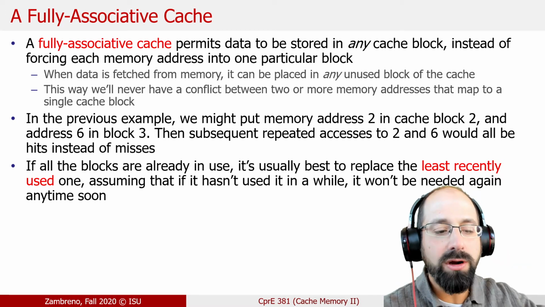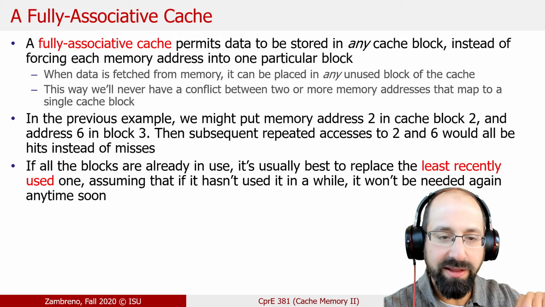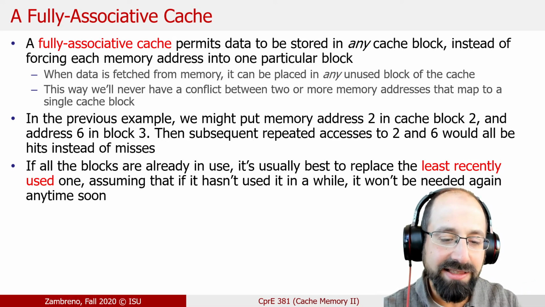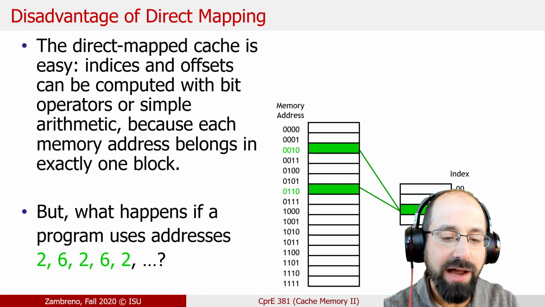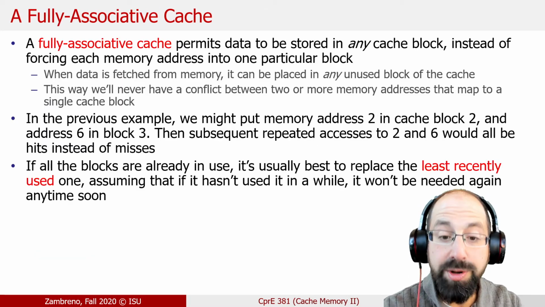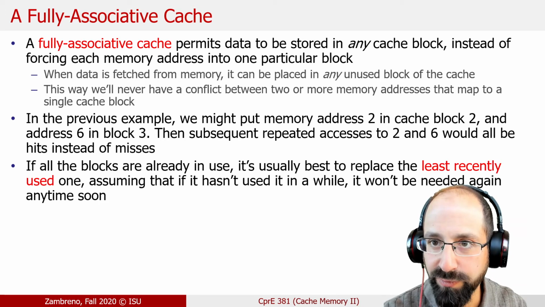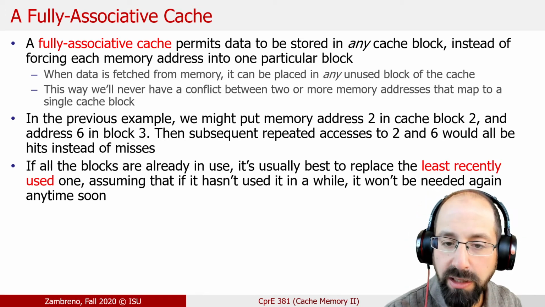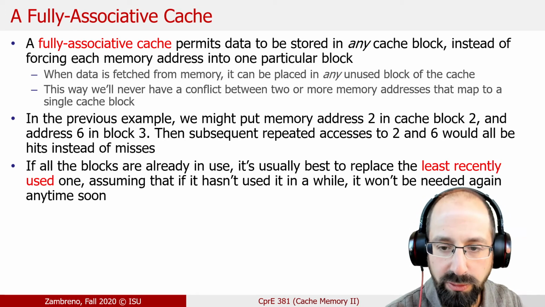Instead of having only one place you ever have to check, but having the aliasing issue, the unnecessary conflict issue of 2 6 2 6 2 in your direct map cache, you would not have that problem in your fully associative cache, because you could put 2 wherever you'd like to put it and you could put 6 wherever you'd like to put it.